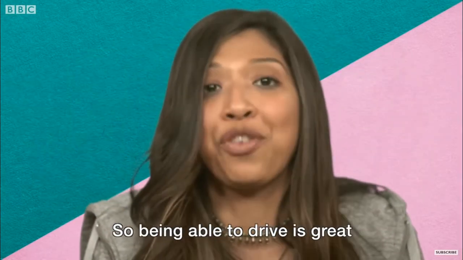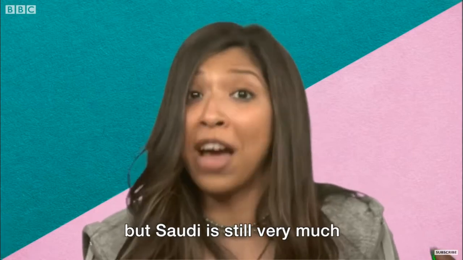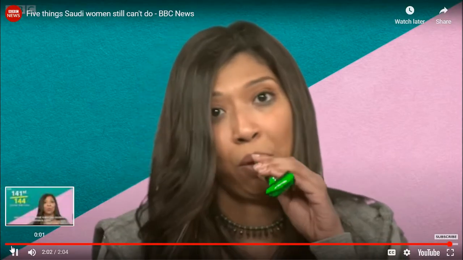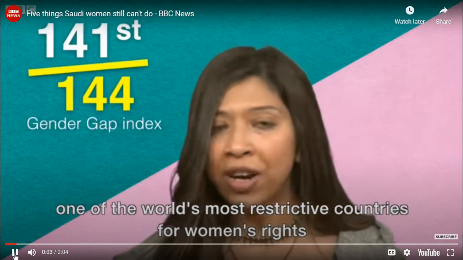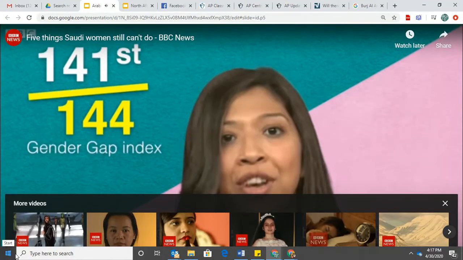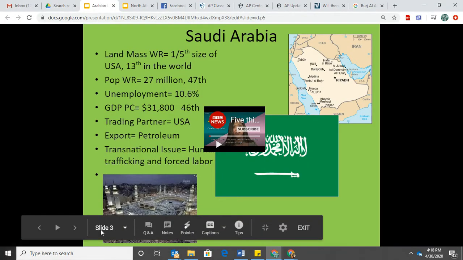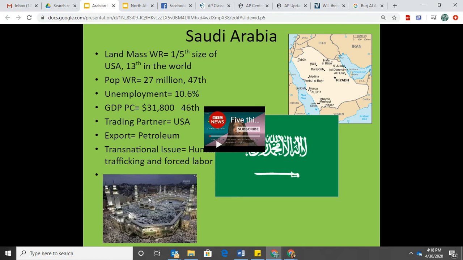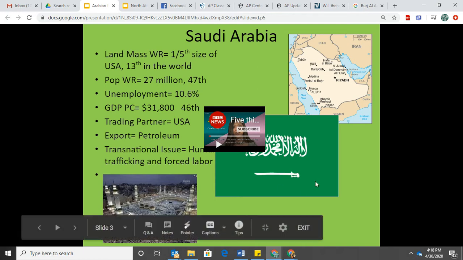So being able to drive is great, but Saudi is still very much a man's world. Great. All right, ladies, probably not a country you would want to check out because they're very heavily discriminated against women. This is a picture down here of Mecca. This is pilgrims making the Hajj to Mecca. This is their flag. Every Islamic flag will have these colors, either white, green, red, or black.